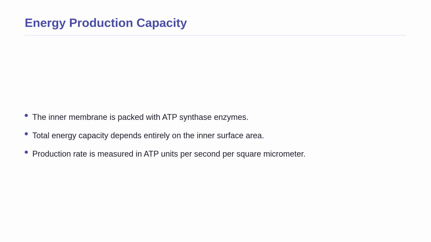Now that we have successfully calculated the amplification factor, let us connect it directly to the actual energy output of the cell. The inner mitochondrial membrane is densely packed with ATP synthase enzymes, which are the literal engines of energy creation. Therefore, the total energy production capacity of the mitochondrion depends entirely on the total surface area of this inner membrane. We can measure this production rate in units of ATP generated per second for every single square micrometer of that membrane. Understanding this link is crucial for our next calculation.